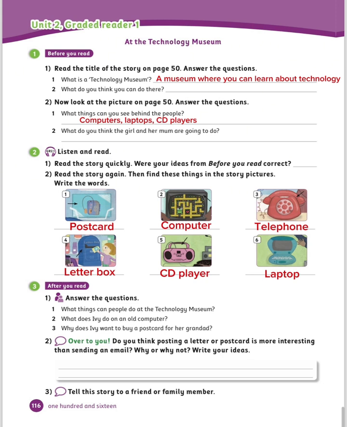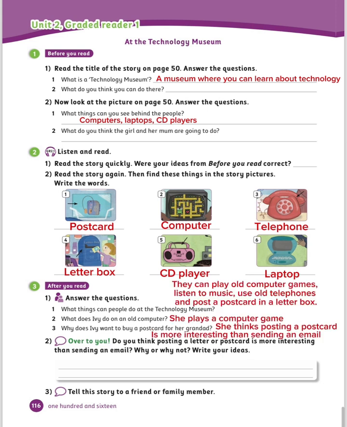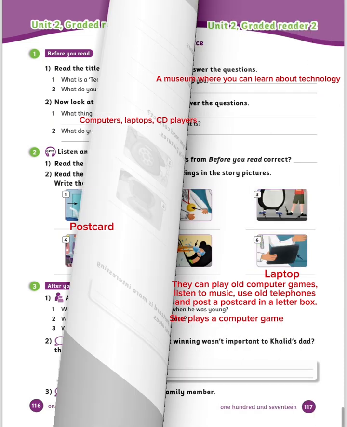Let's see the answers. Number 1, they can play old computer games, listen to music, use old telephones, and post a postcard in a letterbox. Answer number 2, she plays a computer game. Answer number 3, she thinks posting a postcard is more interesting than sending an email. Question number 2, over to you. Do you think posting a letter or postcard is more interesting than sending an email? Why or why not? Write your ideas. Number 3, tell the story to a friend or family member.